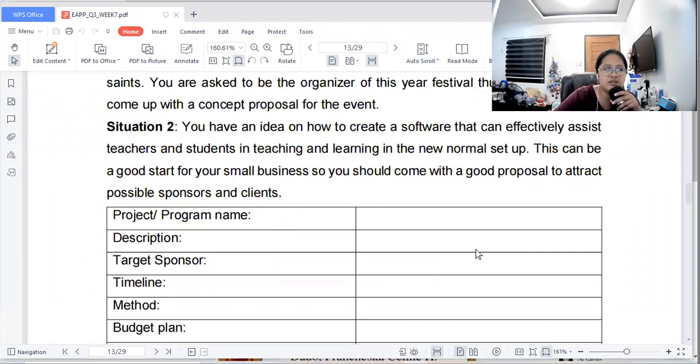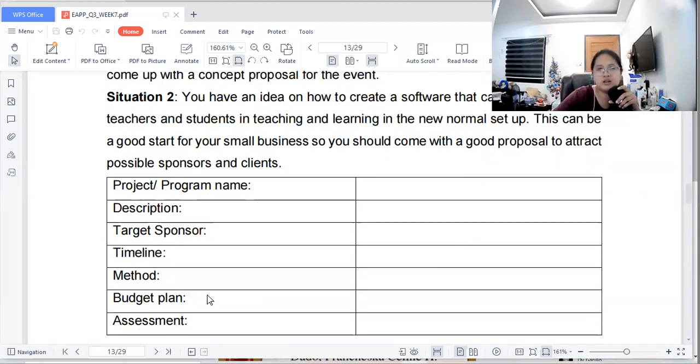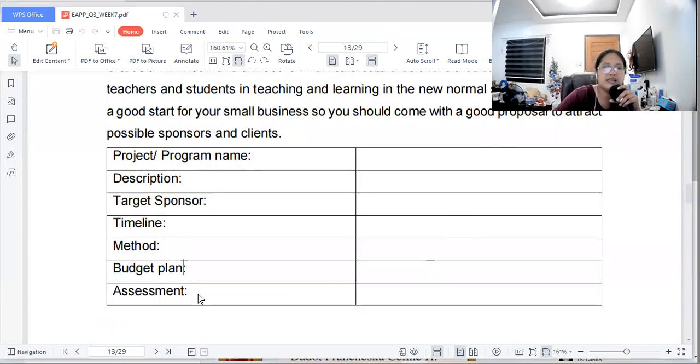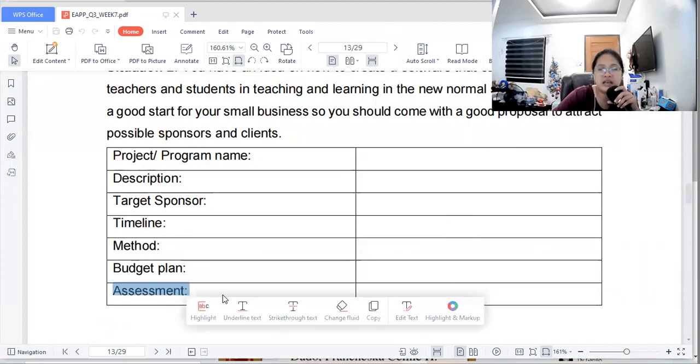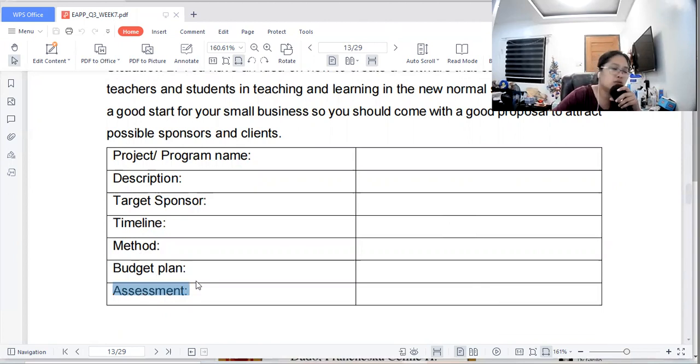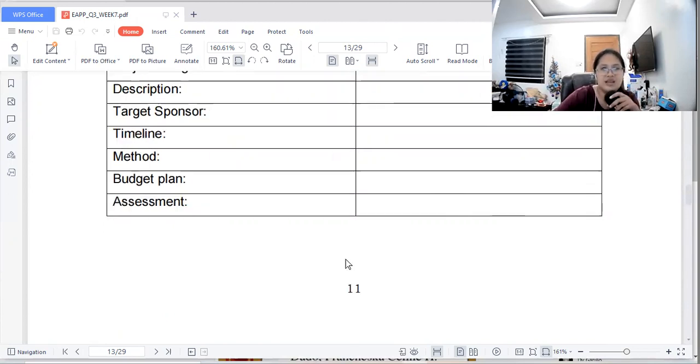So, before and after, siguro maglagay ka lang ng preparation at tapos evaluation. Yun na yung, dito yung event. Konting weeks for the preparation, then very, very short for the evaluation part. Yun na yung timeline mo. Method, papaano, and what's your budget plan? And then assessment, paano mo malalaman kung naging effective? Will you do a survey? Would you interview attendees? Would you look into the sales? You have to indicate that, okay?